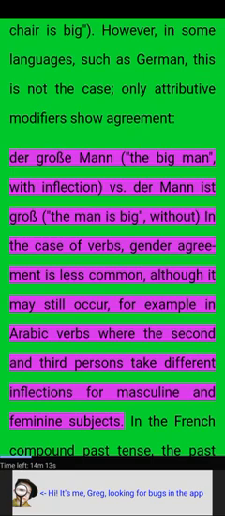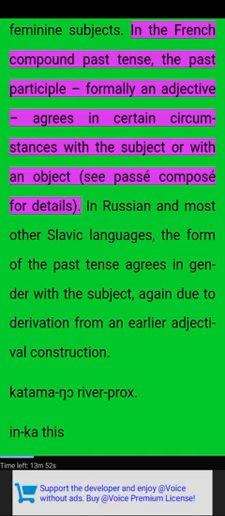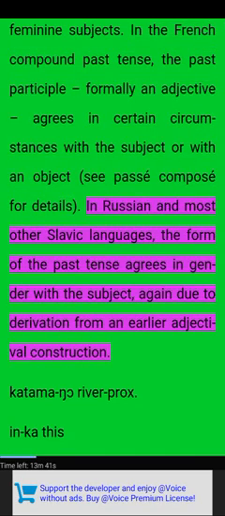In the case of verbs, gender agreement is less common, although it may still occur, for example in Arabic verbs, where the second and third persons take different inflections for masculine and feminine subjects. In the French compound past tense, the past participle, formally an adjective, agrees in certain circumstances with the subject or with an object; see passé composé for details. In Russian and most other Slavic languages, the form of the past tense agrees in gender with the subject, again due to derivation from an earlier adjectival construction.